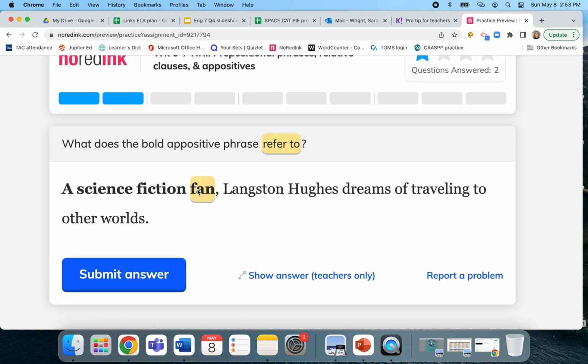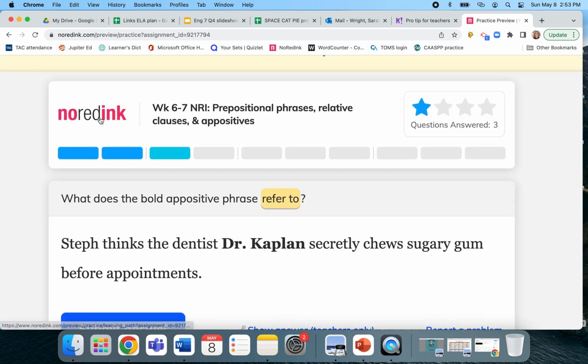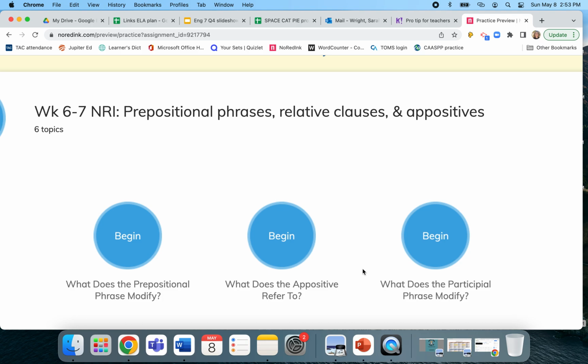All right, and this is the kind where you can see the appositive is at the beginning of the sentence, so there's just one comma, and then it has to be referring to the subject that's right after. See? Not too bad. All right, now let's try another.